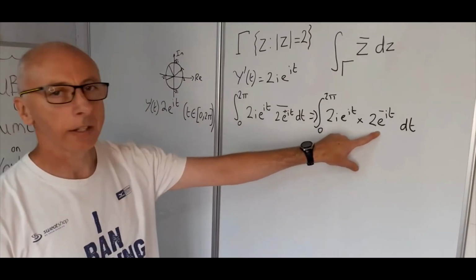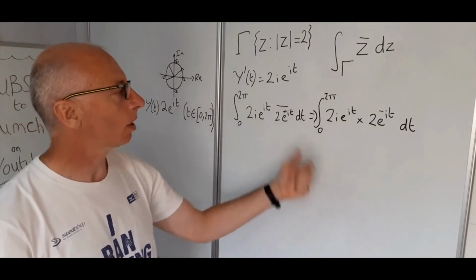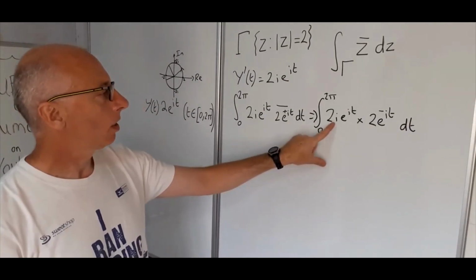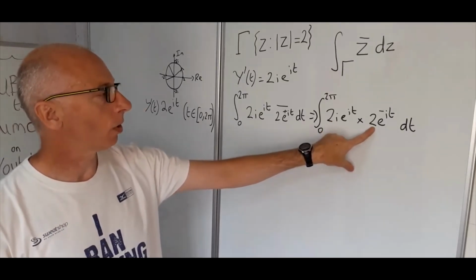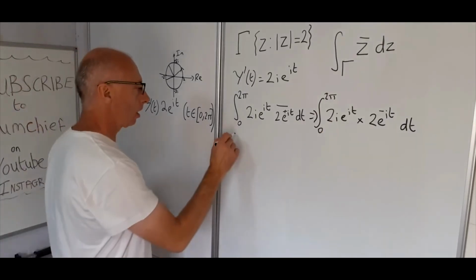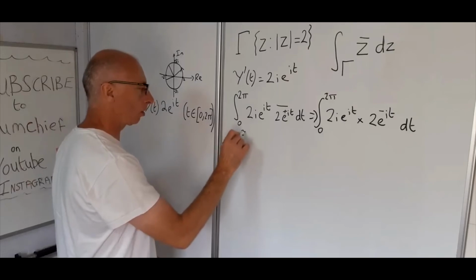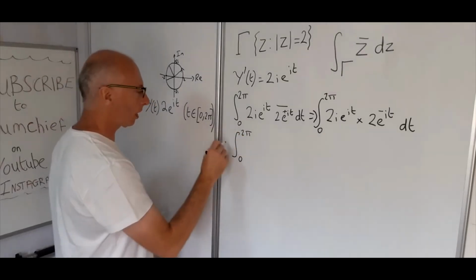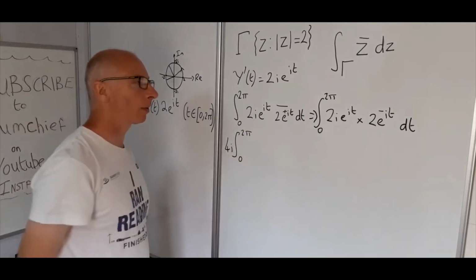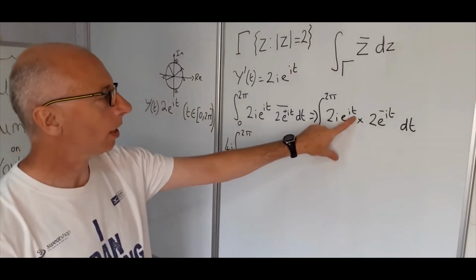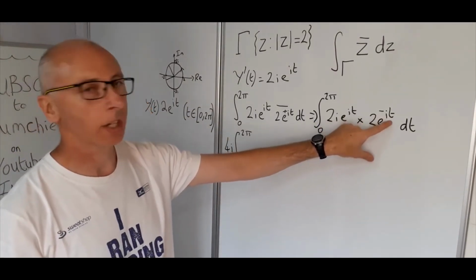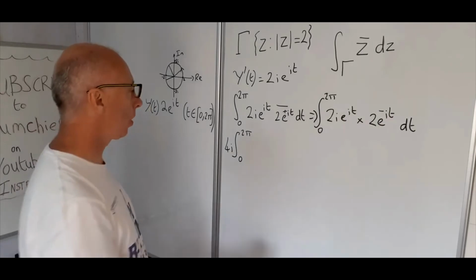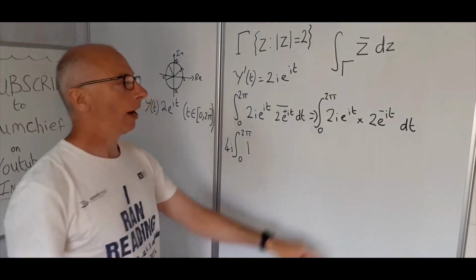Okay, now we need to work out what this is. So we can multiply this up. We've got 2i times 2, that's going to give us 4i. So again, 0 to 2 pi. The 4i is a constant multiple, so that can come out front. e to the it times e to the minus it, that's just going to give us 1. And then dt.